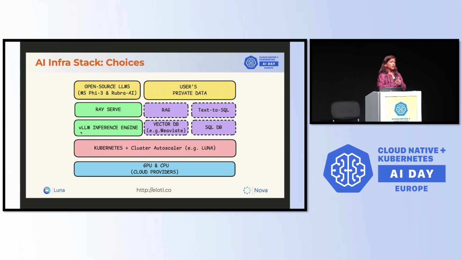We also use Rubra AI, which is from Acorn Labs, thank you. They are open sourced, fine-tuned versions of the Phi-3 model. This allowed for function calling or tool calling from these LLMs. The purple blocks refer to the specific AI pipeline, which we will jump into.